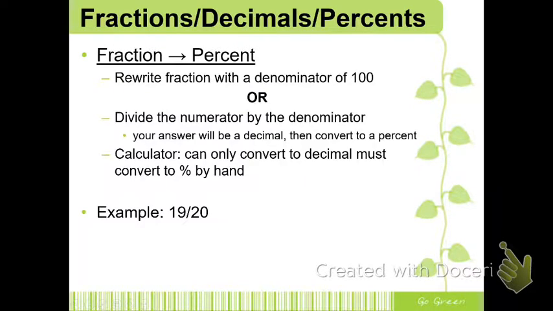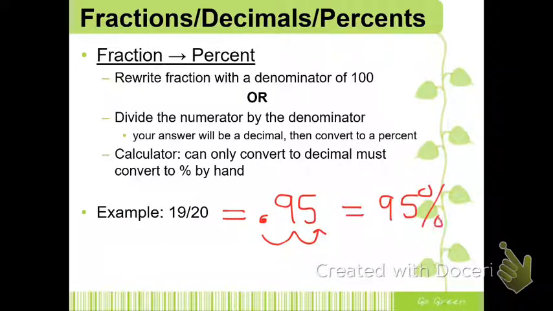Finally, if we want to go from a fraction to a percent, you might like to first divide and change it to a decimal, and then use the trick where you move the decimal point 2 places to the right. Or you might put this into your calculator by multiplying by 100. Either way, we get 0.95, which as a percent is 95%.